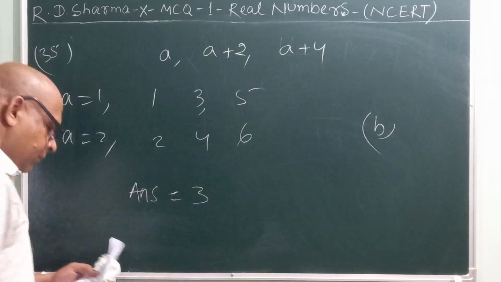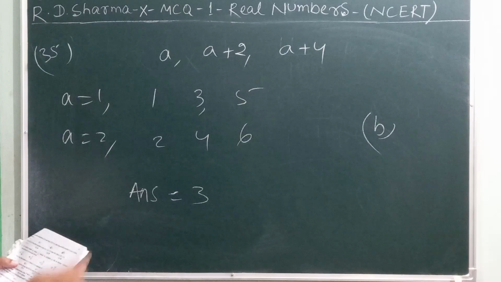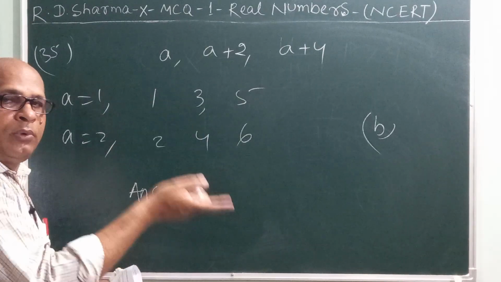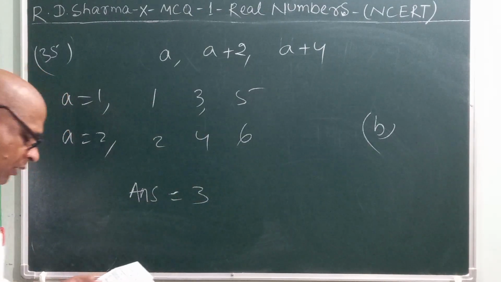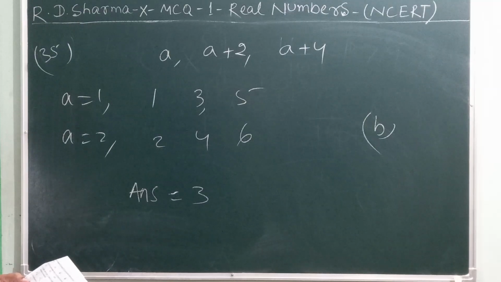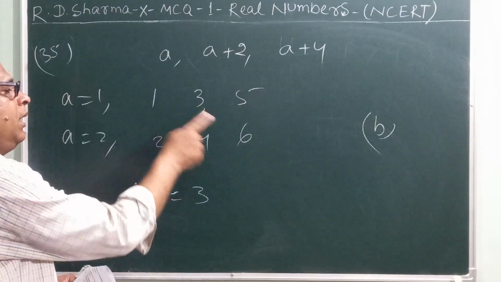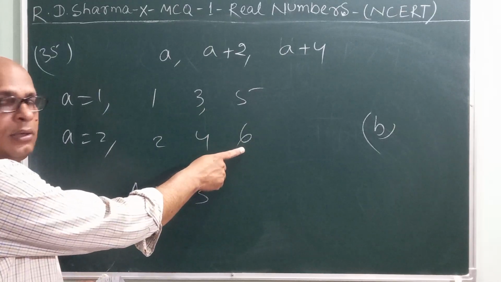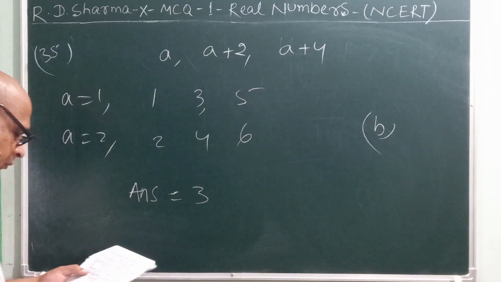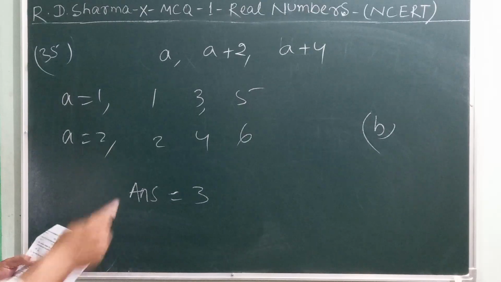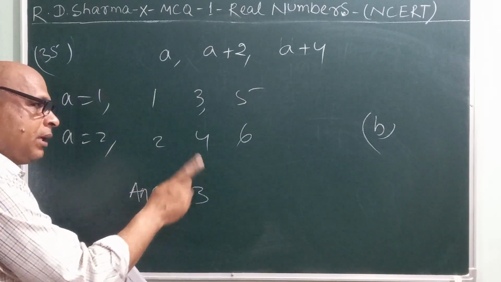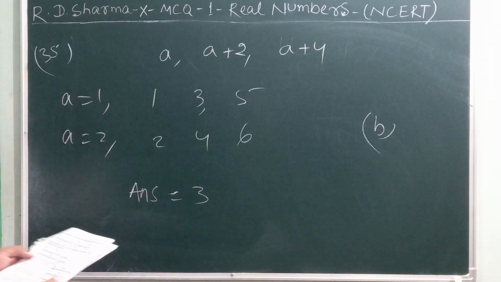The answer is 3, because 3 and 6 are multiples of 3. Any one of the numbers a plus 2 and a plus 4 is a multiple of 3. 3 and 6 are multiples of 3. So the answer is B, the right answer. Next, 36.